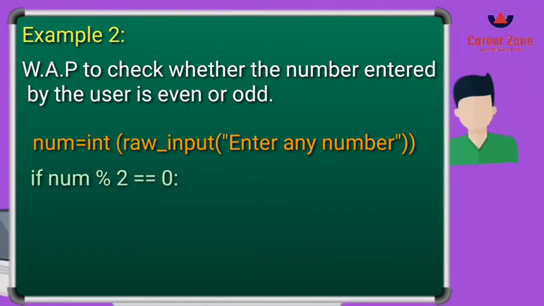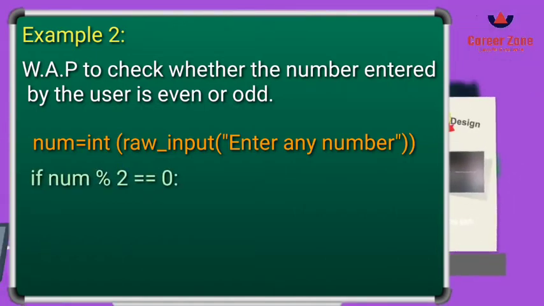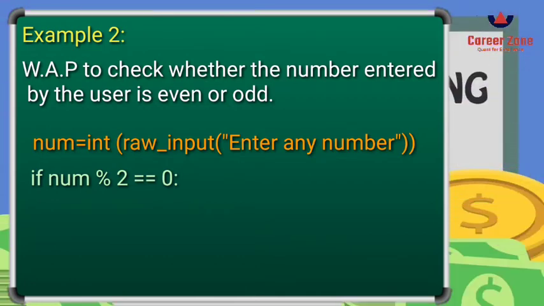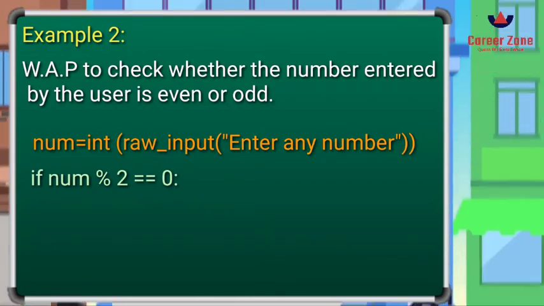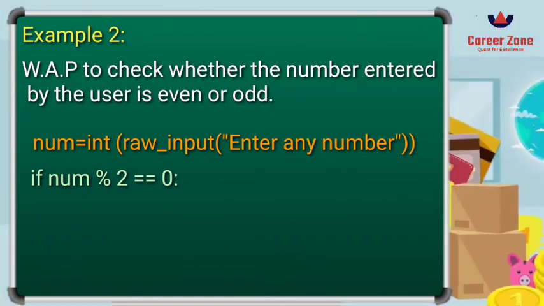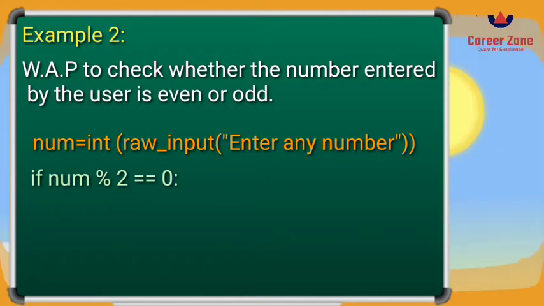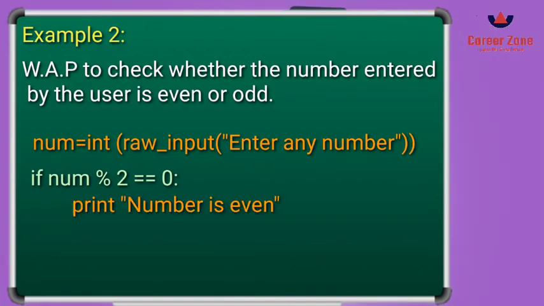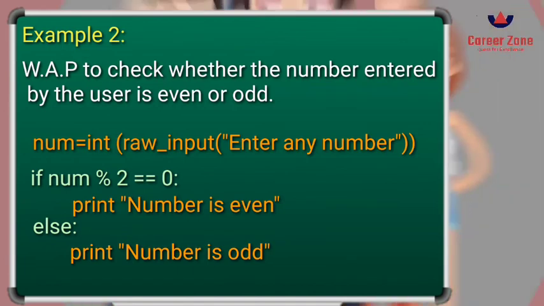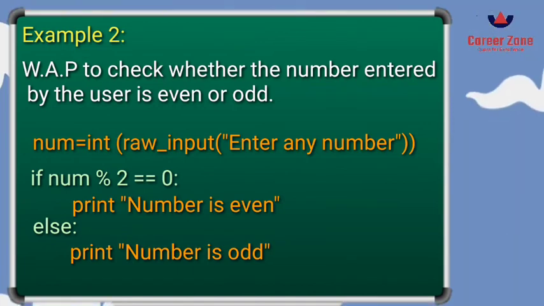Now I have to check whether the number is divisible by 2 or not. If it is exactly divisible, obviously the remainder will be equal to 0. So I am using the mod operator here, and then I am using the equal to sign, the equality operator. Now if the condition is true, it is going to print that the number is even, and if it evaluates to false, it means the remainder is not 0, then the else part will be executed, which will give me the answer that the number is odd. So this is how we find out whether the number entered by the user is even or odd.